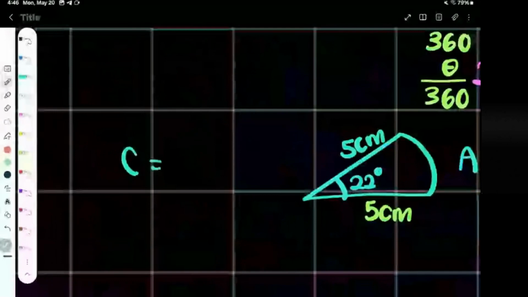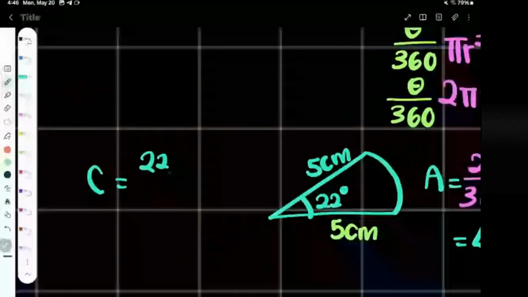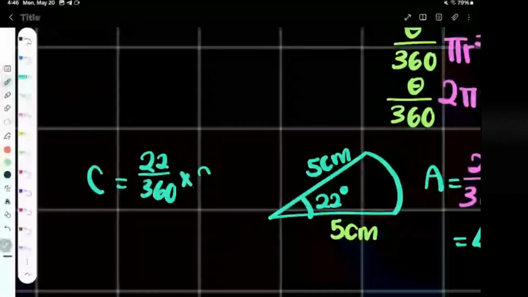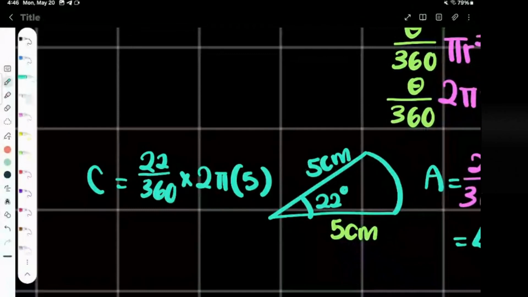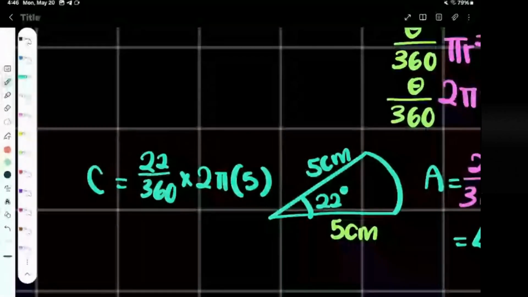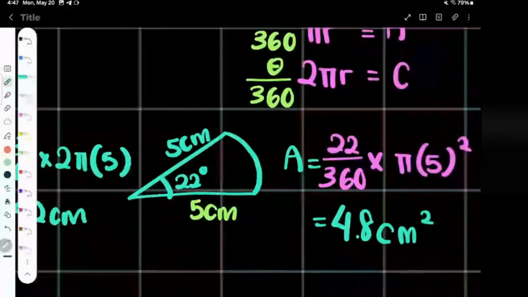So the circumference will be theta over 360 times 2 pi r. We have 22, so 22 over 360, times 2 pi, and r is 5. Use your calculator again: 22 divided by 360 times 2 times 5 times 3.142. You will get 1.92 centimeters. So this arc here is 1.92.